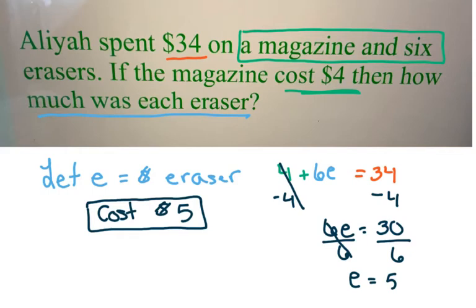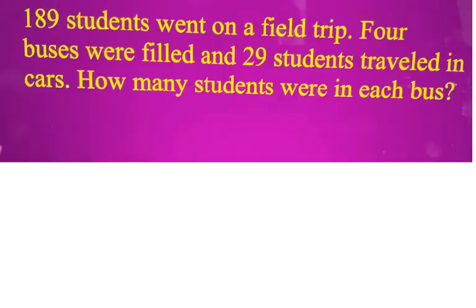All right, let's look at another example. This question says 189 students went on a field trip. 4 buses were filled and 29 students traveled in cars. How many students were in each bus? So again, we need to figure out what it's actually asking us. So it says how many students were in each bus.